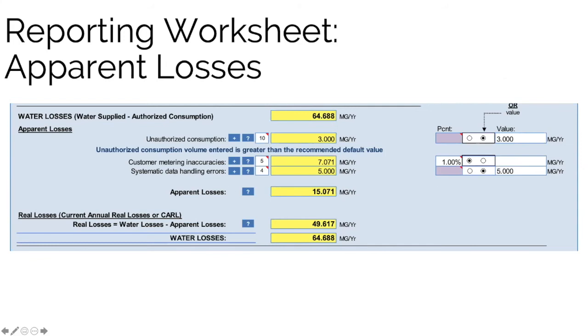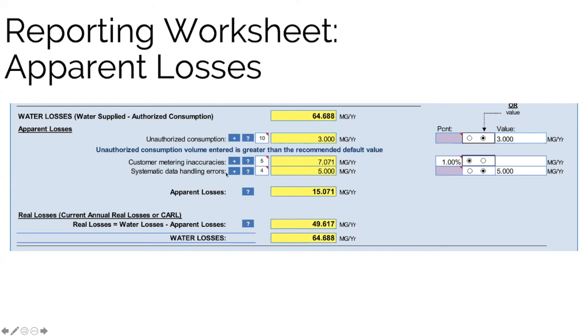Over time, you can try to estimate how much theft is occurring and use something other than the default. There are also customer meter inaccuracies that you put in here. You can only put in one value, so the percent overall, and again, it would be a flow weighted average based on all the meters in your system. And then a systematic data handling error.